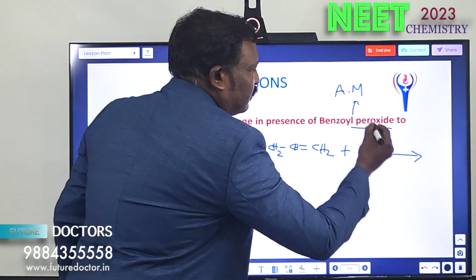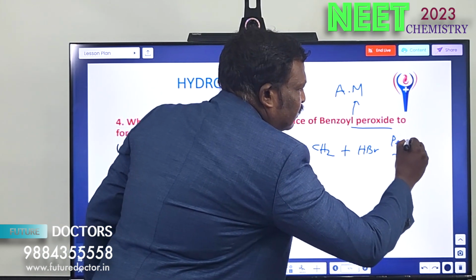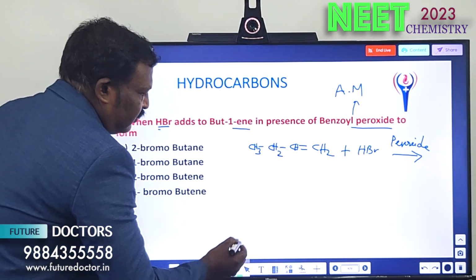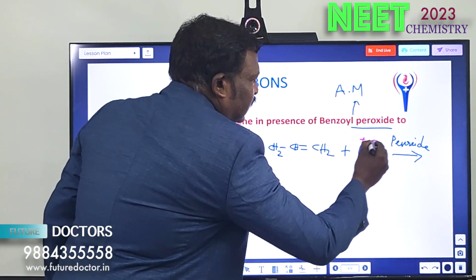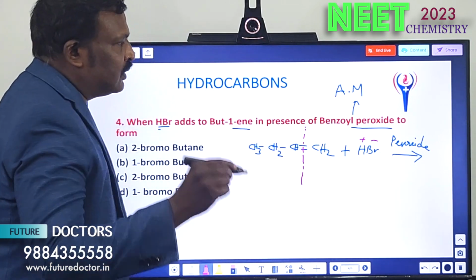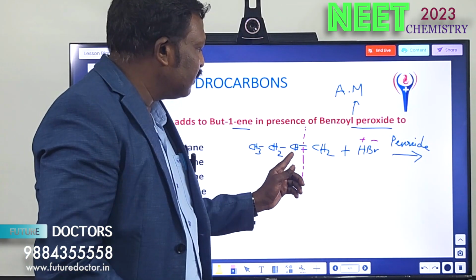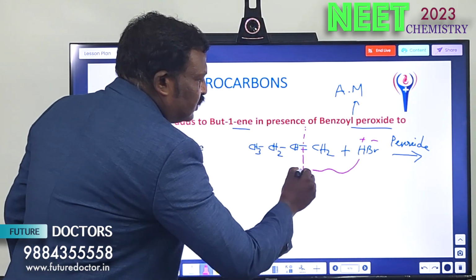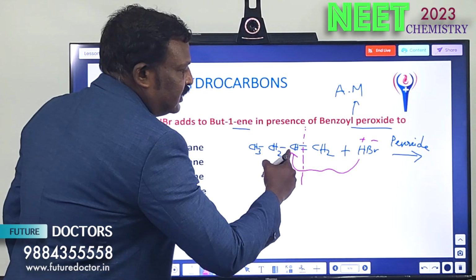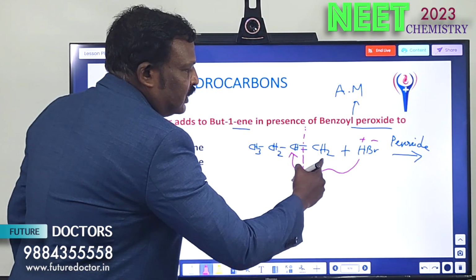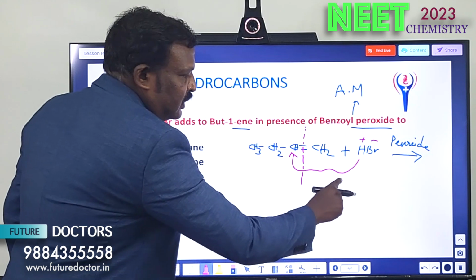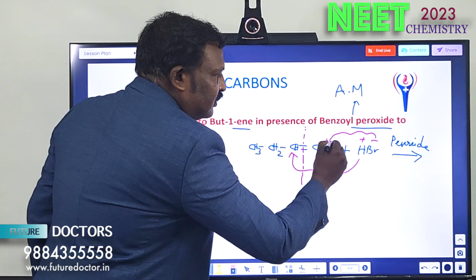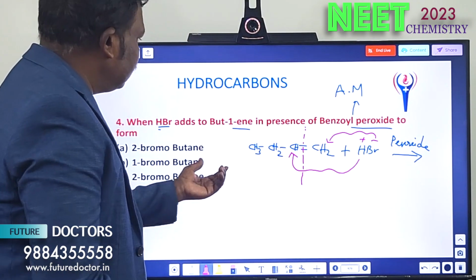Now in presence of peroxide, you must know this is the anti-Markovnikov rule. What is the anti-Markovnikov rule? First of all, you have to split HBr into plus and minus. The positive part goes to the carbon atom which carries less number of hydrogen. This carbon has 1 hydrogen, this carbon has 2 hydrogen. So the positive part goes to the carbon atom which carries less number of hydrogen, and automatically the negative part goes to the other side. Are you following? Then you can add, and you get one product.